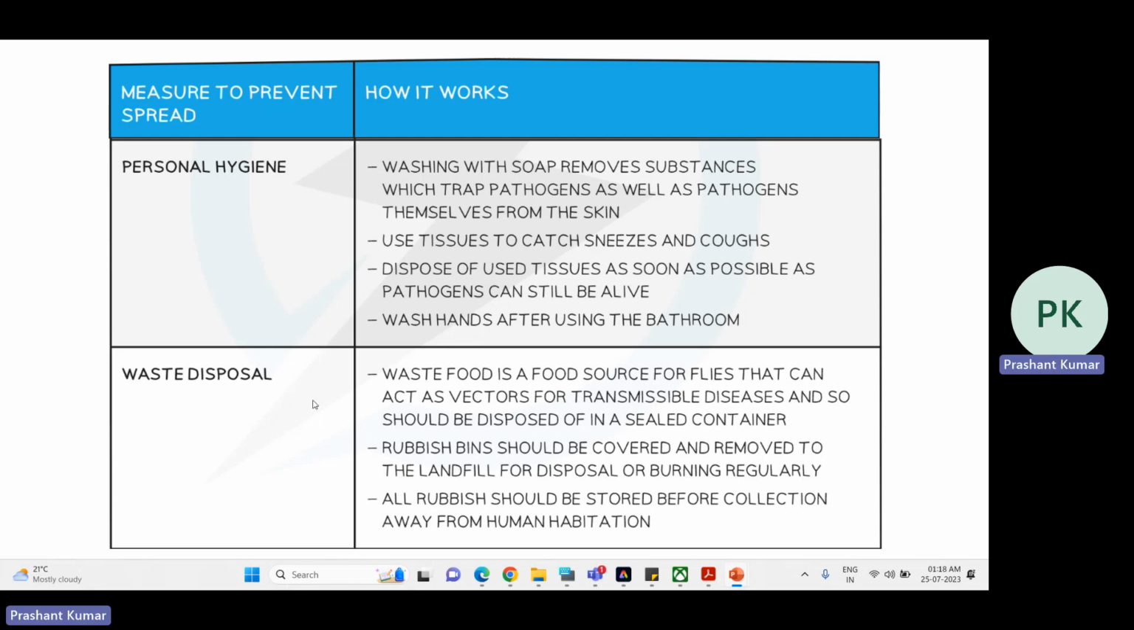Waste disposal. Waste food is a food source for flies that can act as a vector for many transmissible diseases. So we must dispose of it in a sealed container. It should not be open. Rubbish bins should be covered, and rubbish removed to landfills for disposal and burning regularly. All rubbish should be stored before collection away from human habitation. So it must go outside of the city, to the outskirts of the city.